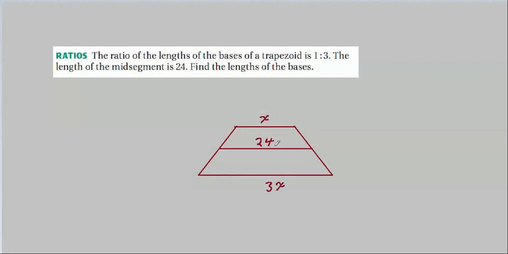Now what do we know about midsegments? We know that the length of the midsegment, which we know is 24, is equal to 1/2 of the sum of the lengths of the two bases, which is the same as saying the average of the two bases. X plus 3x is 4x. 24 equals 2x. And that would imply that x equals 12. So this is length 12. This is length 36. And that would give a midsegment of 24.